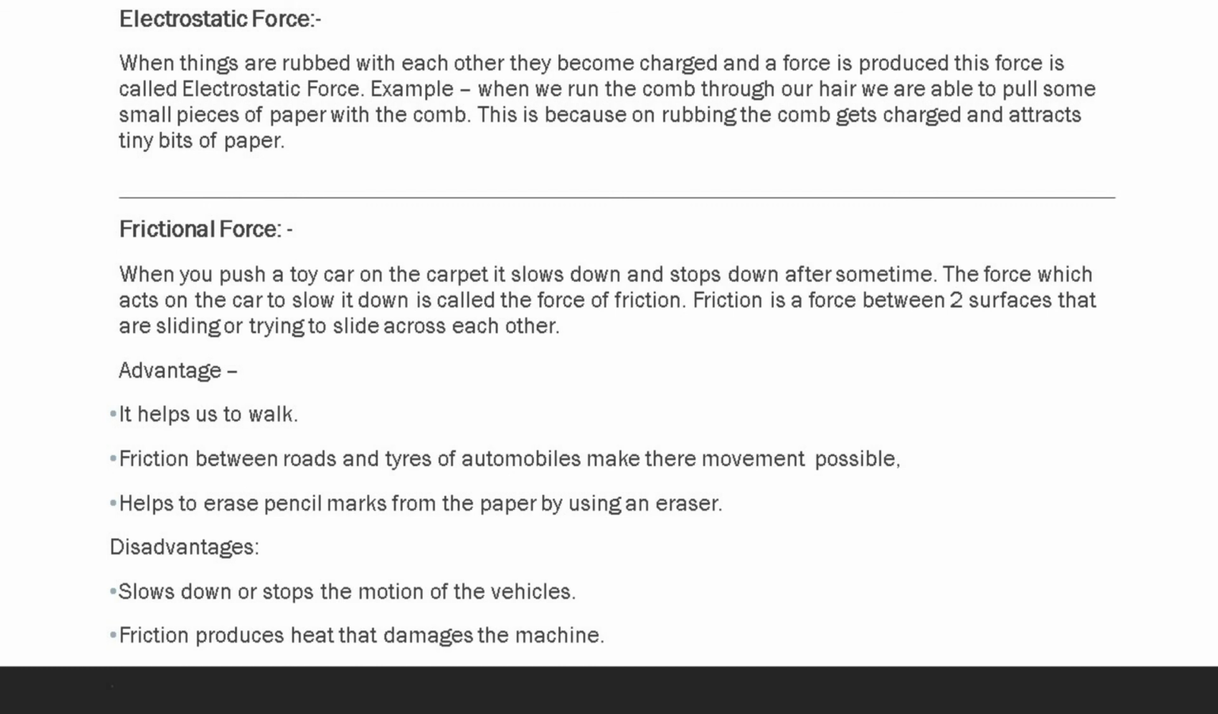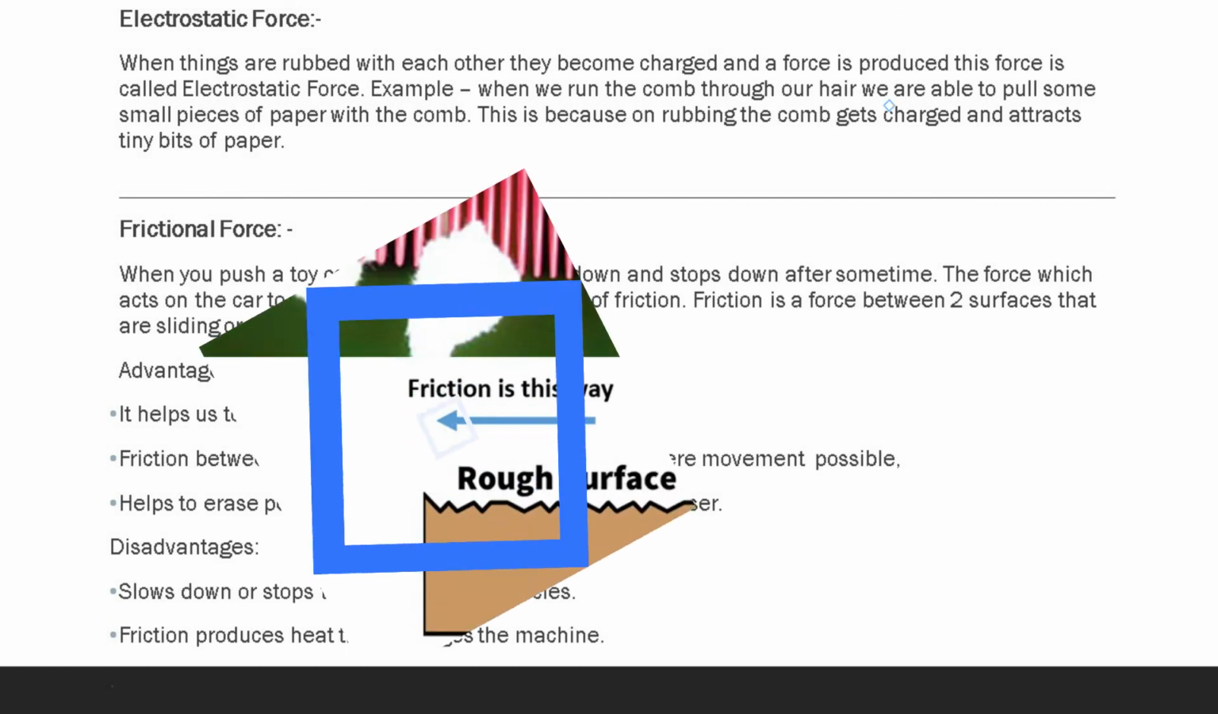Friction between the road and tires of an automobile makes their movement possible. Friction also helps erase pencil marks from paper by using an eraser. And some disadvantages are also there. It slows down or stops the motion of vehicles. Friction produces heat that damages the machine parts.